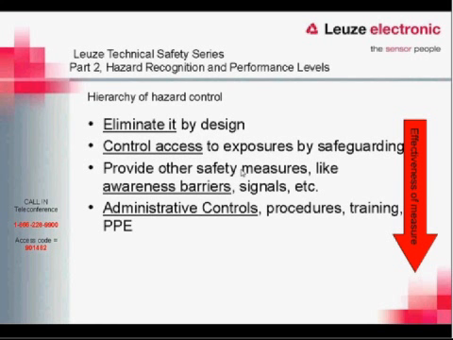We can control access to exposures by safeguarding. That's going to be something like light curtains, multiple light beam devices, safety scanners, hard guarding, interlocked doors, things of that nature. The next one down the list would be to provide other safety measures like awareness barriers and signals, you see the caution tape on the floor, signage, any type of warnings. And then we go down to administrative controls, procedures, training, personal protective equipment. These are the least effective, but the easiest to do.